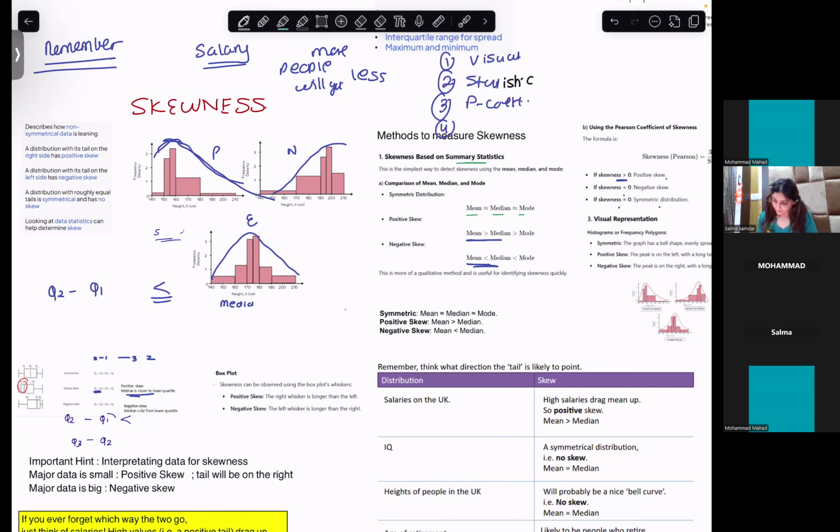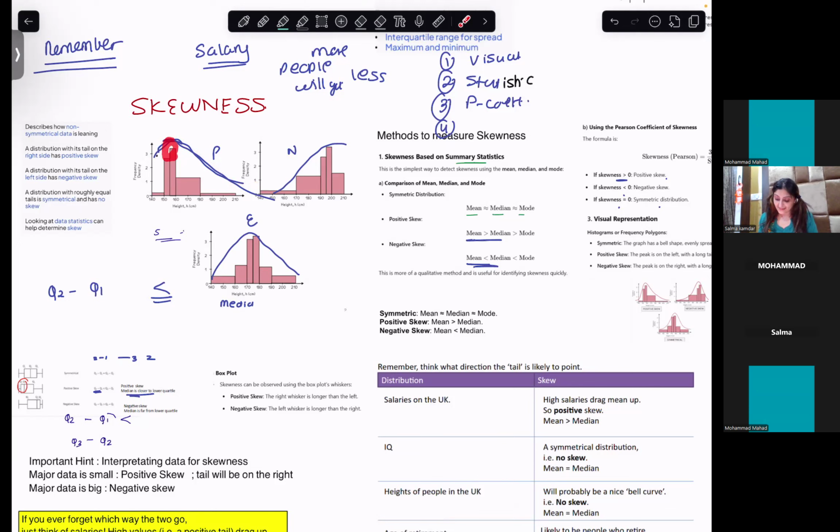For the positive skew, you can see it has a peak on the left side, and its tail stretches out to the right side, which shows it's higher in the beginning but lower at the end. So more people have lower values, and fewer people have higher values.